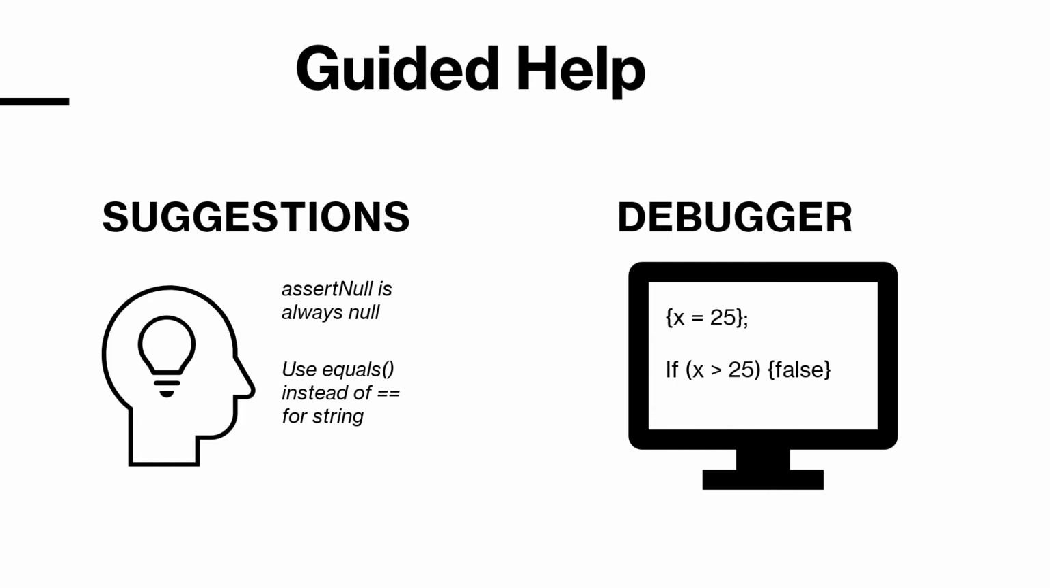The IDE will also provide guided help for a lot of aspects of testing and development. The two main ways the IDE provides help is through suggestions and through a debugger. The suggestions can help you identify things like typos or just generally incomplete or inaccurate logic. The suggestions can also help get your test set up. The other way an IDE helps is with the debugger.